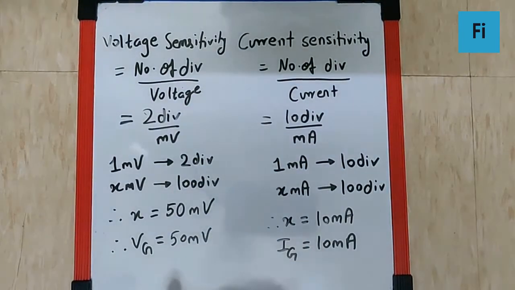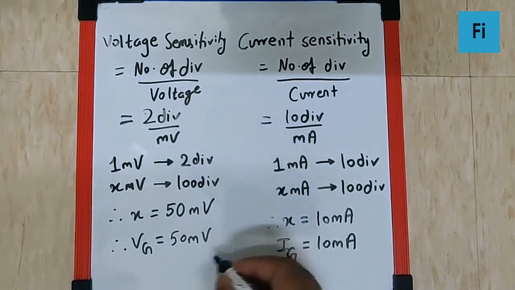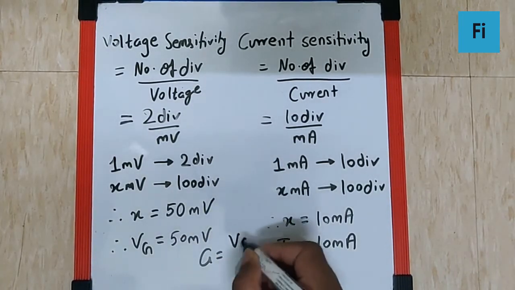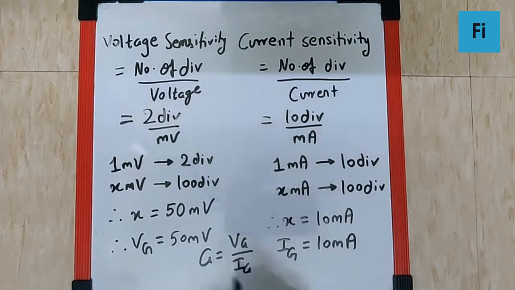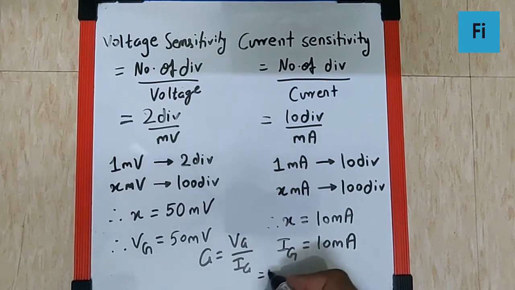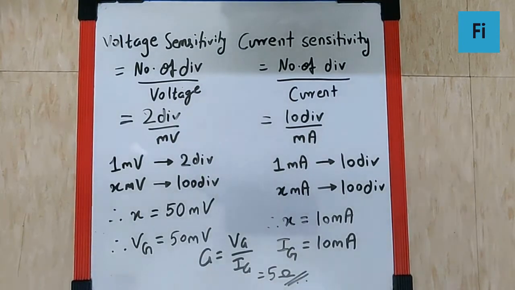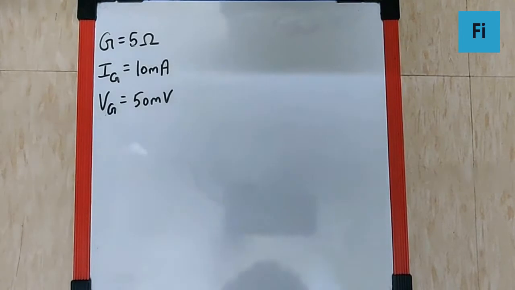Now, using this Vg and Ig, we can find the galvanometer resistance, G equals Vg upon Ig, by Ohm's law. So 50 millivolt upon 10 milliampere, definitely we are going to get 5 ohm as the resistance of the galvanometer. So this is what we found from the given data.